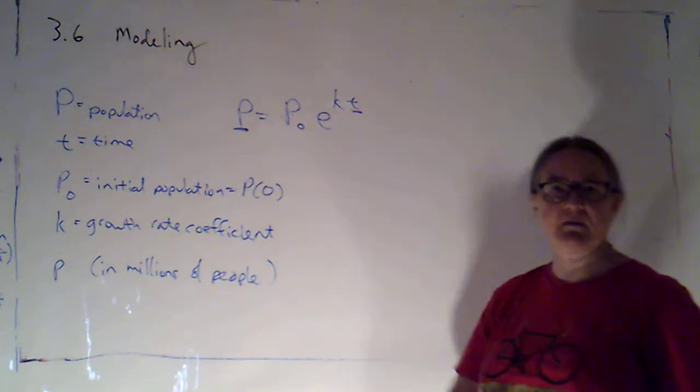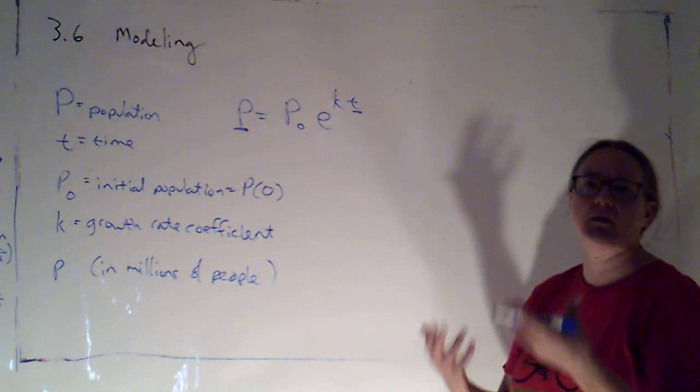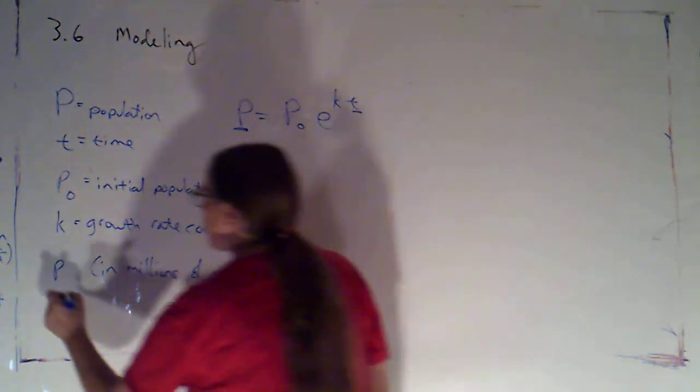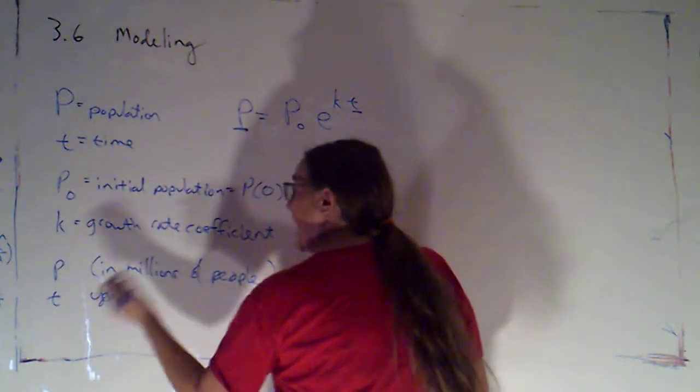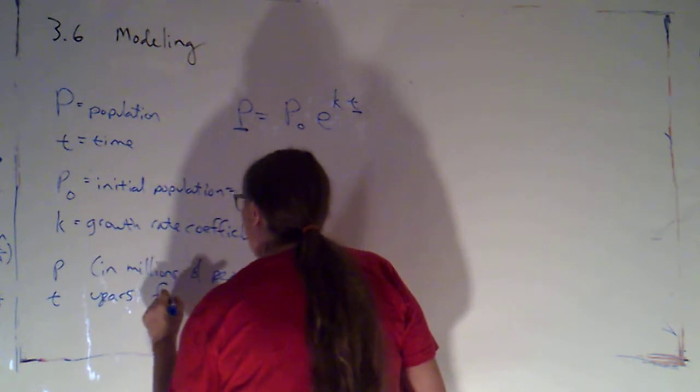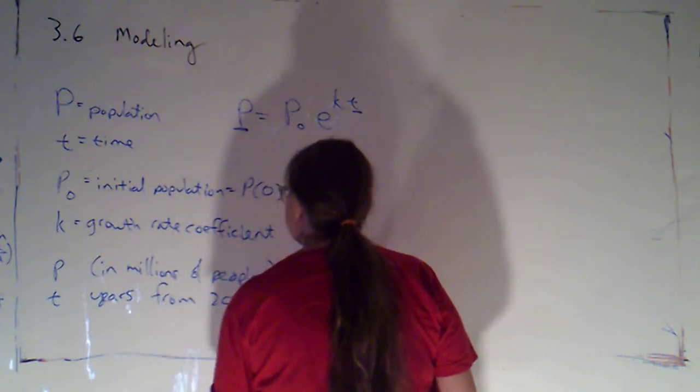So 3 wouldn't mean that the city had 3 people in it. It would mean there were 3 million people in it. Okay. Let's measure time in years, and let's measure it in years from 2010.